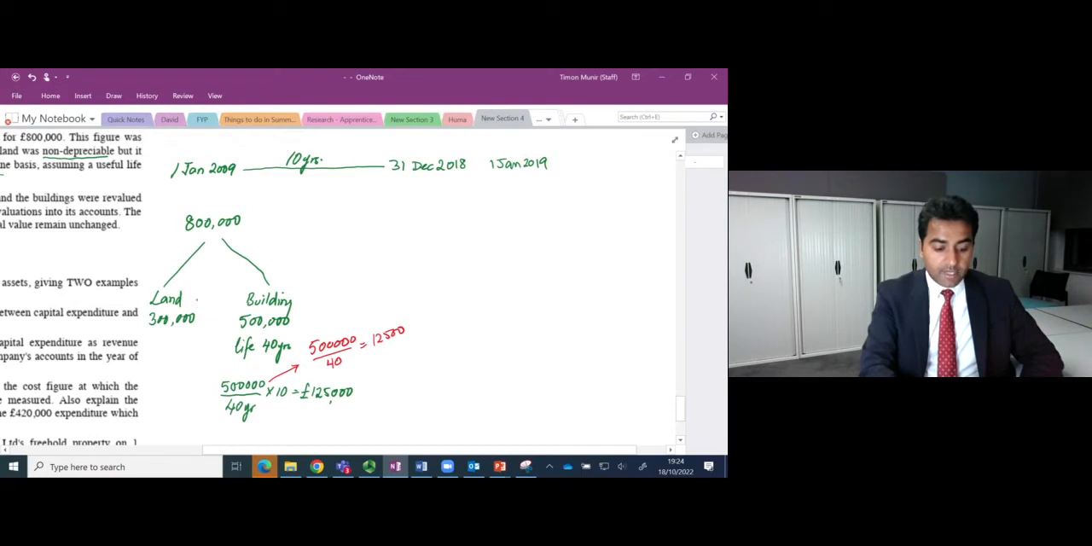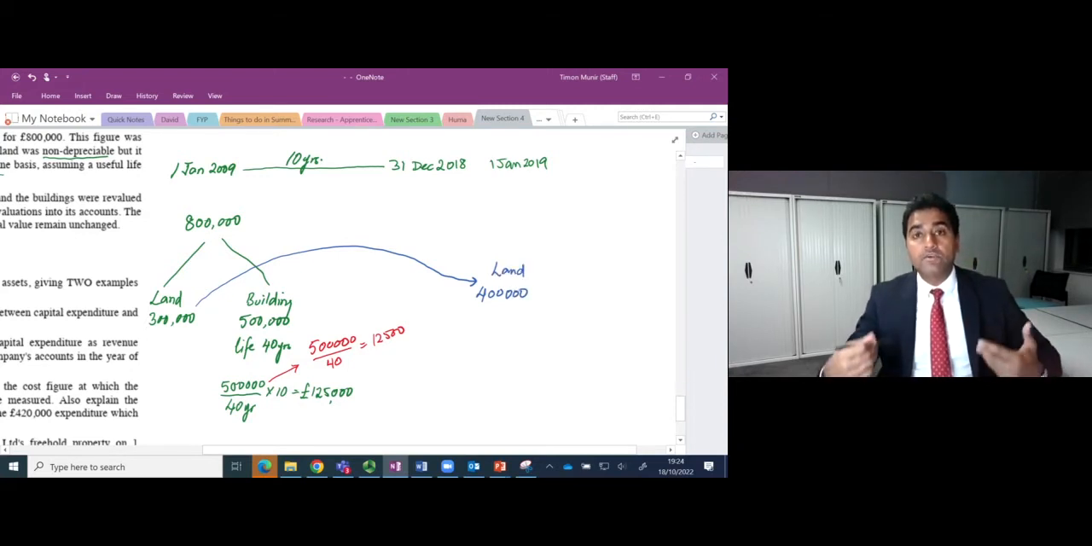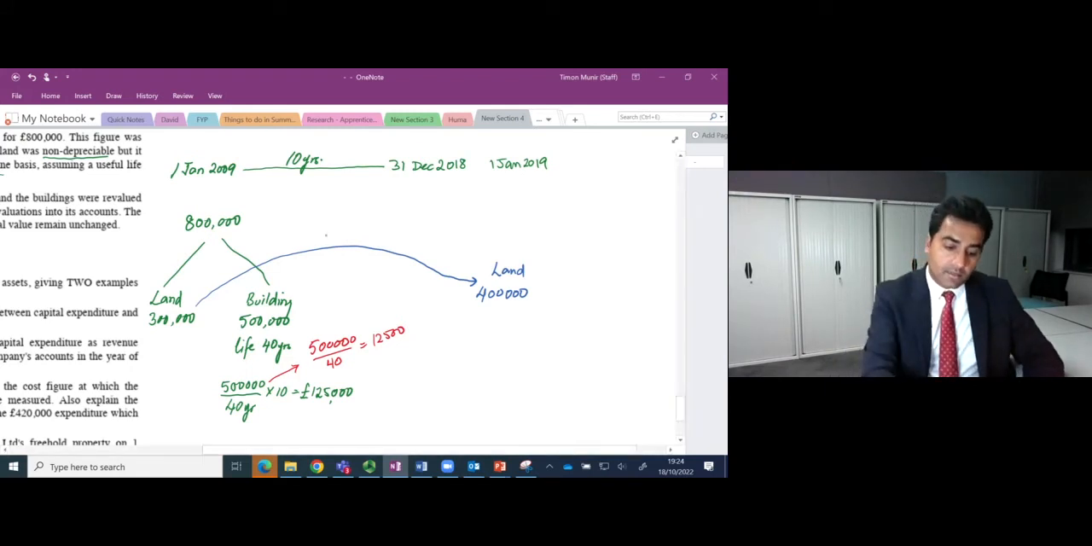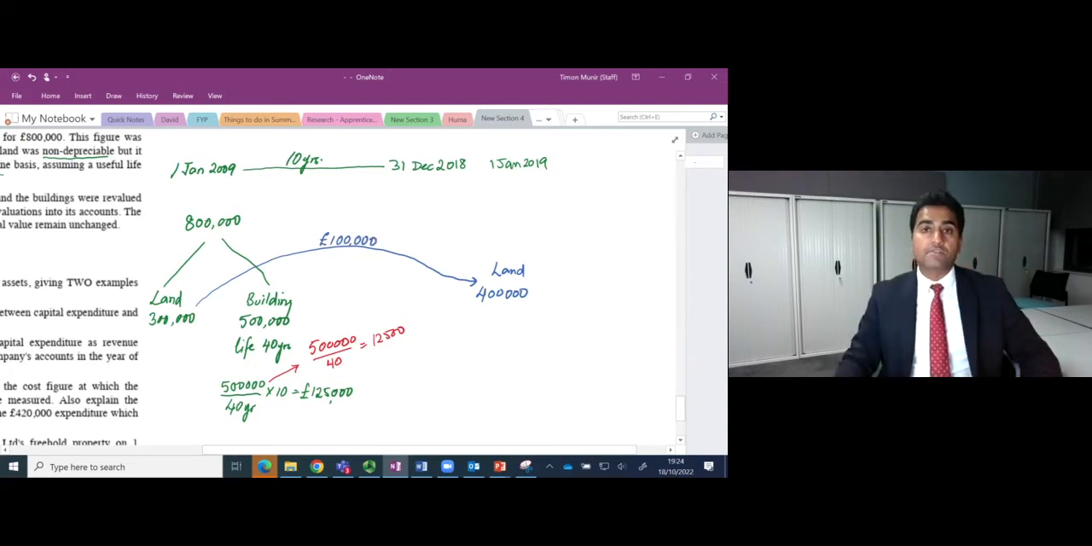This £300,000 value in our books is still there, and the new value is £400,000 for land. And therefore we can see that the increase in the value of the asset, which is called the revaluation, is £100,000. The value of my land has gone up by £100,000 over 10 years' time.